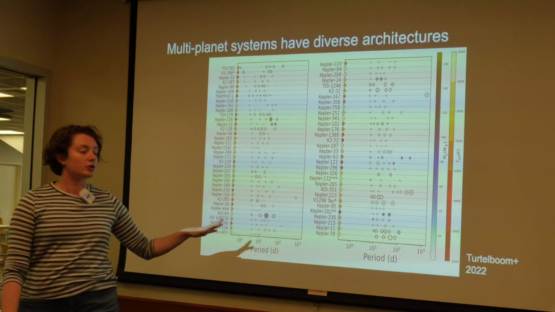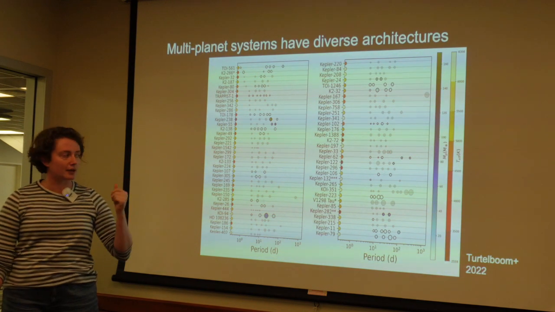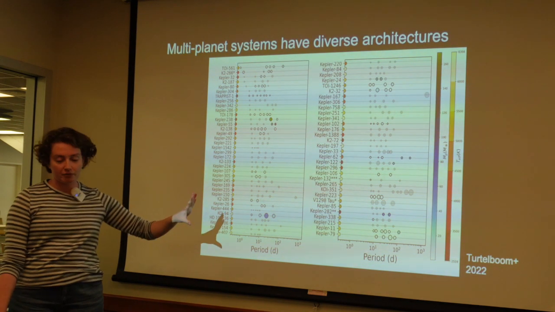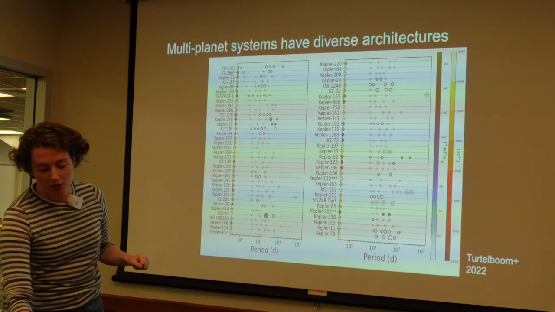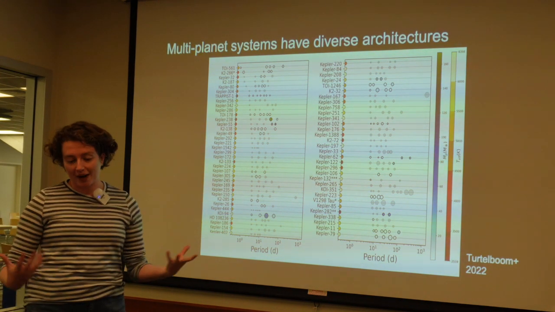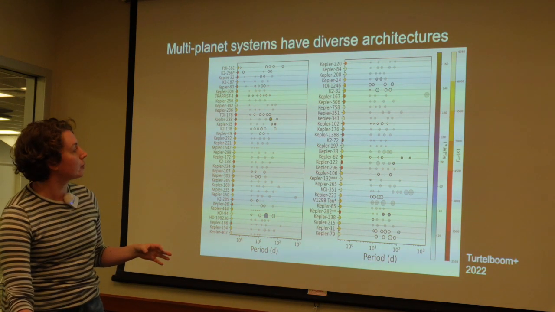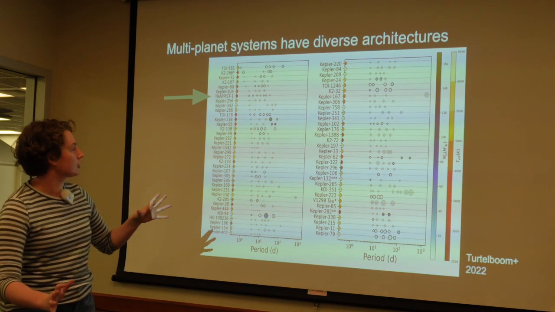And so this is a plot showing many multi-planet exoplanet systems. And there's a lot of information going on here, but what I want you to take away is that there's really a diversity, a huge variety of types of systems that we see. And I'll just highlight a few to illustrate the point.